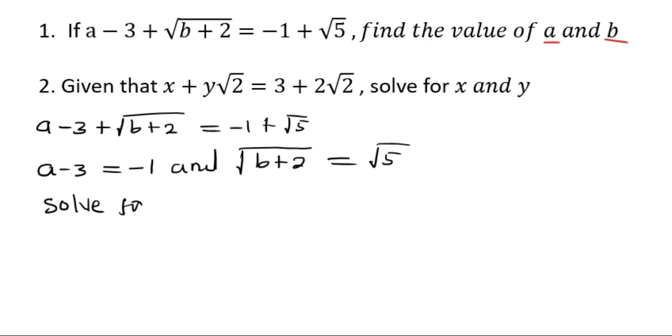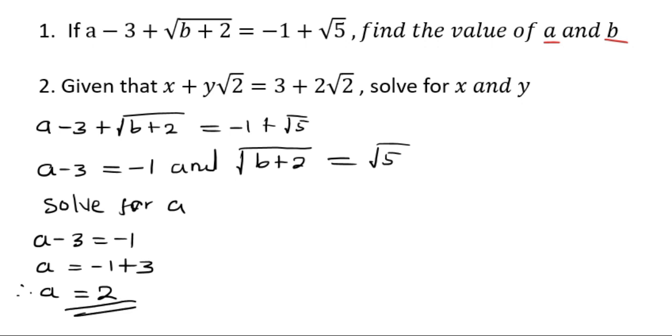Okay, so let's solve for a. We can say that a minus 3 equals minus 1, and so this means that our a will be equal to minus 1 plus 3, and minus 1 plus 3 will give us what? Positive 2. So this is the value of a. Now let's also solve for b.